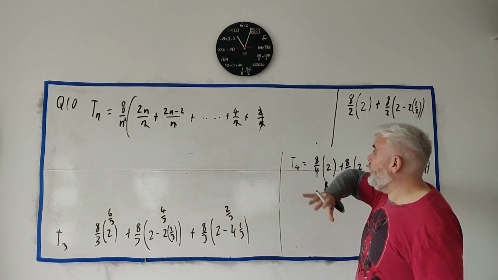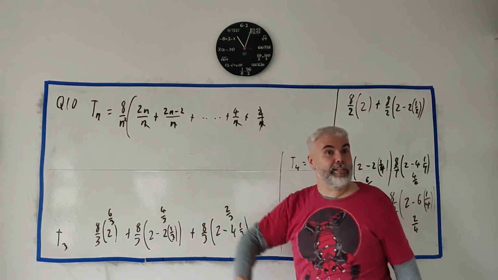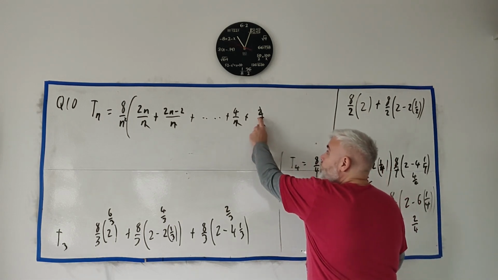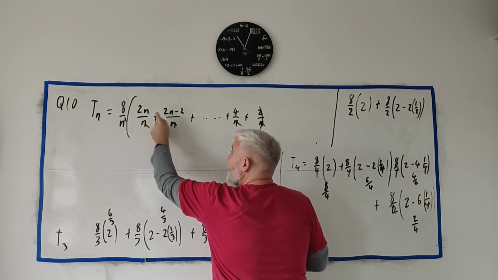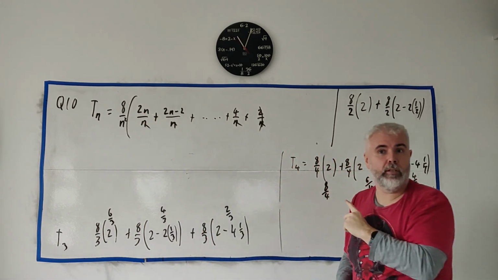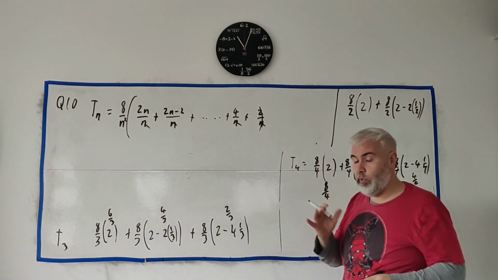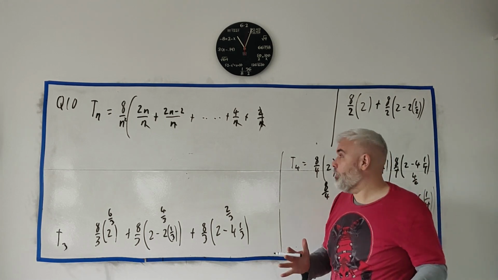And the next thing I want to notice here is this is an arithmetic sequence. It just starts with 2 and it goes up 2 every time. Or it starts with 2n and it goes down 2 every time. Arithmetic sequence is something we understand very well.